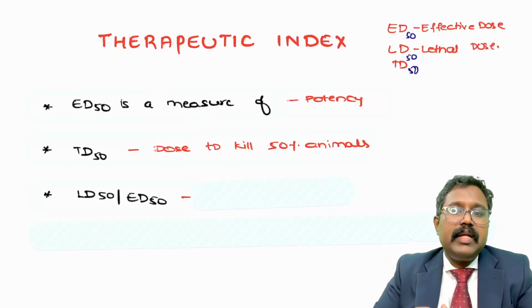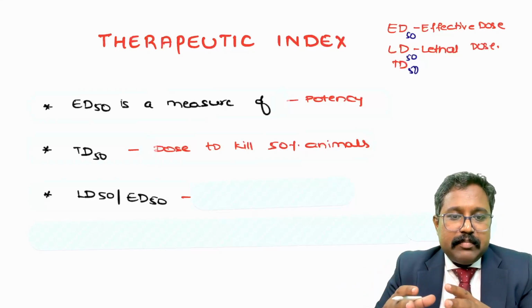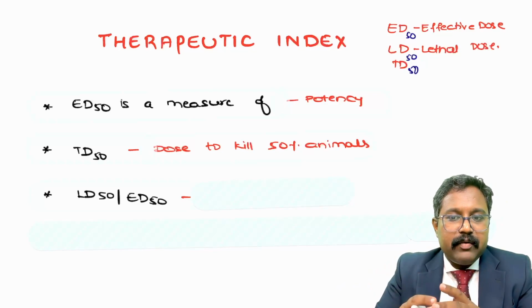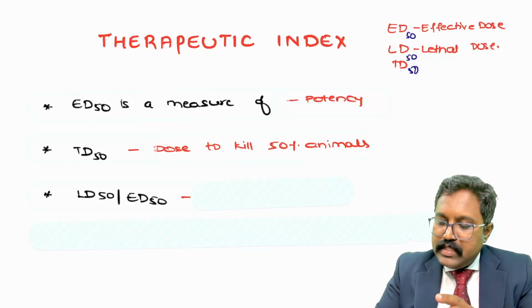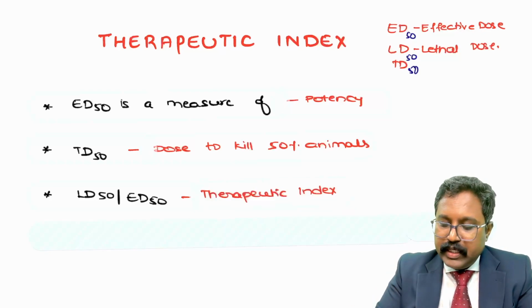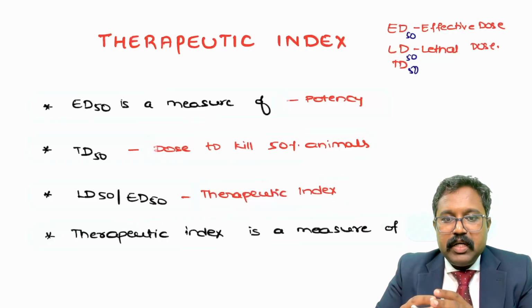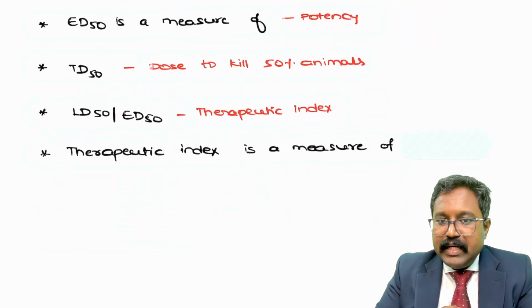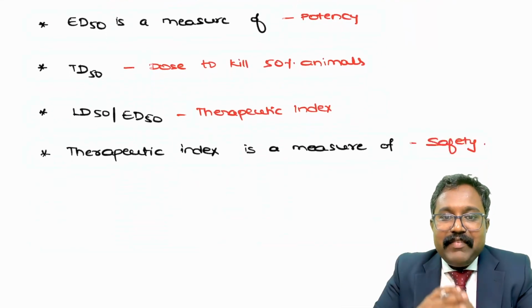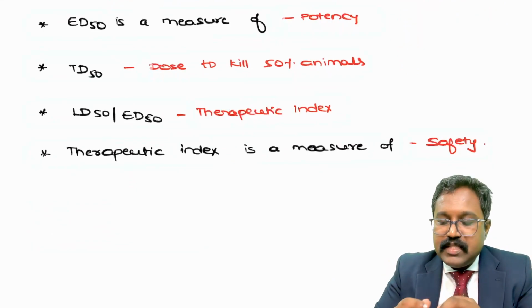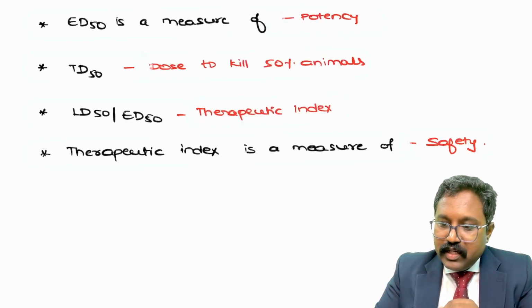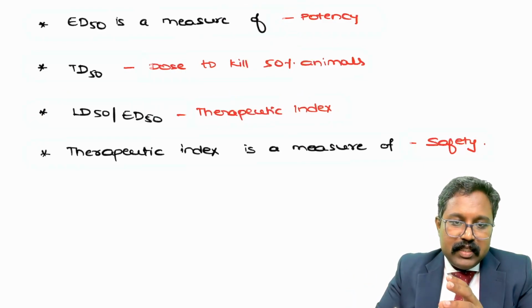There is a formula which represents the therapeutic index. It is given by lethal dose 50 divided by effective dose 50. So it is the therapeutic index formula, very, very important. And apart from that, you should also remember therapeutic index is a measure of what? Please remember therapeutic index is a measure of safety, the safety of the drug. So how to remember this therapeutic index? In your exams, it can be very confusing whether LD50 will come at the top or ED50 will come at the top.